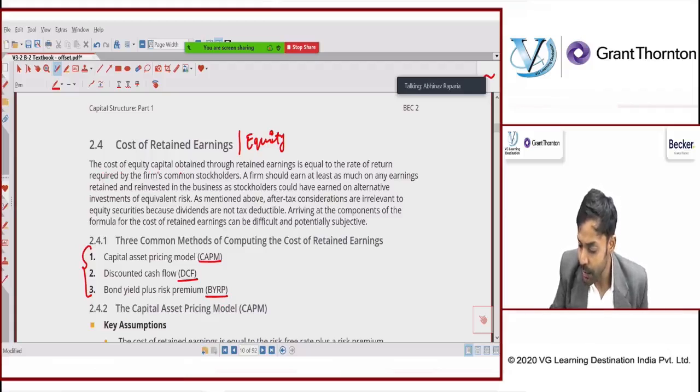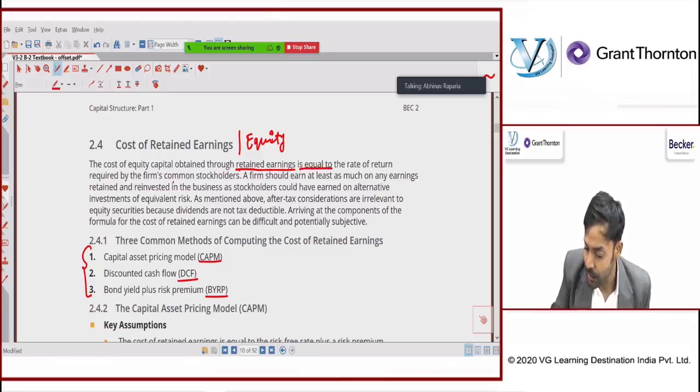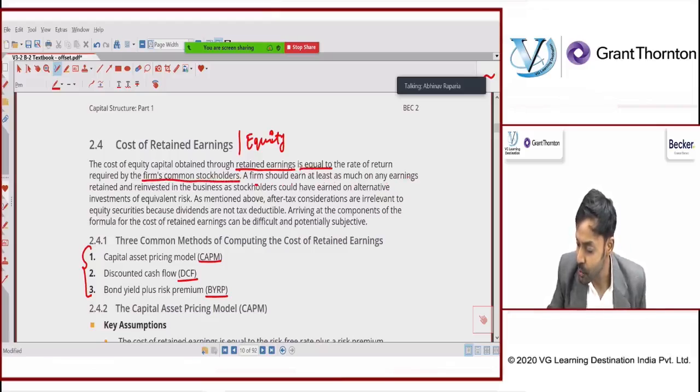So the cost of the equity capital obtained through the retained earnings is equal to the rate of return required by the firm's common stockholders. A firm should earn at least as much on any earnings retained and invested in the business as the stockholders could have earned on an alternative investment of equivalent risk, right? So in case the firm is retaining that money, the firm should at least give that much value that the investor would have earned if they were looking to invest in anything else. This is more or less the ideology.